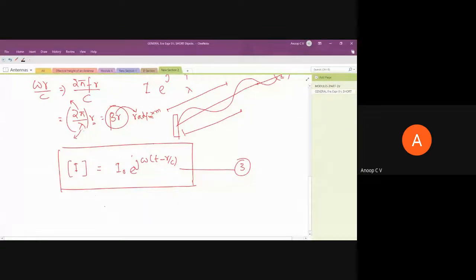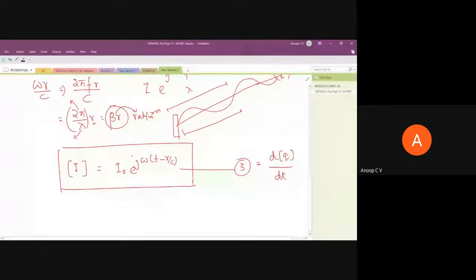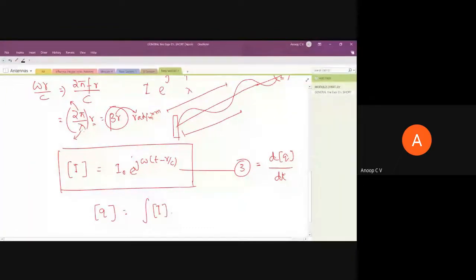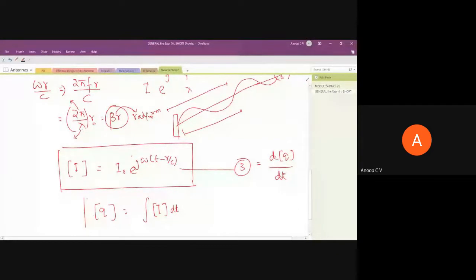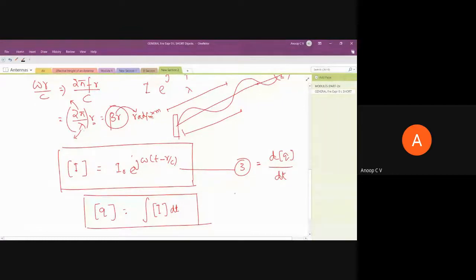And similarly, I will be equal to dq by dt. So if you want, you can find q, which will be nothing but the integral of I dt. If you want, you can find it out later on. We'll have to find it. We'll find it out. So this is equation number 4.